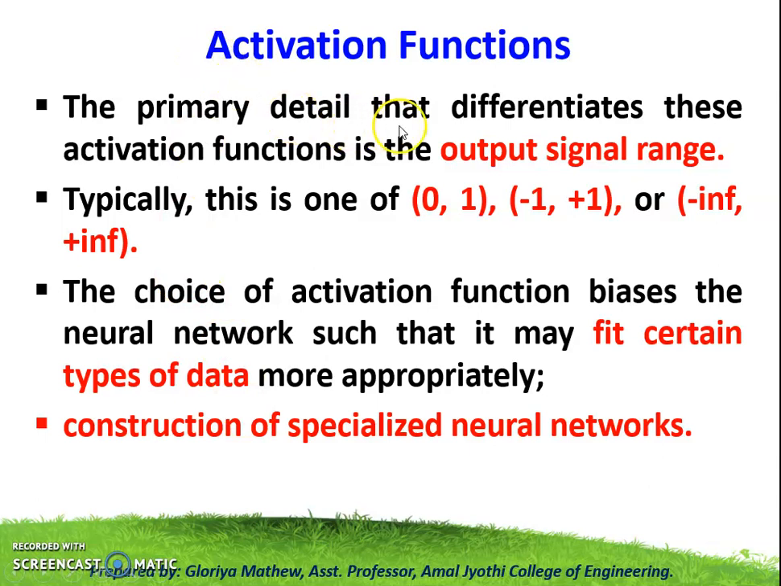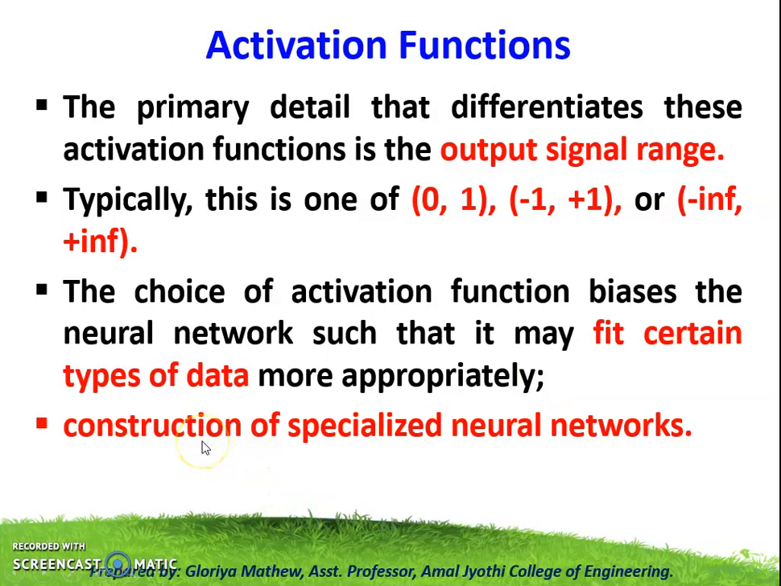The primary detail that differentiates the activation function is the output signal range. Typically, this is one of the ranges between 0 and 1, or between -1 and +1, or minus infinity to plus infinity, etc. The choice of activation function biases the neural network such that it may fit certain types of data more appropriately.